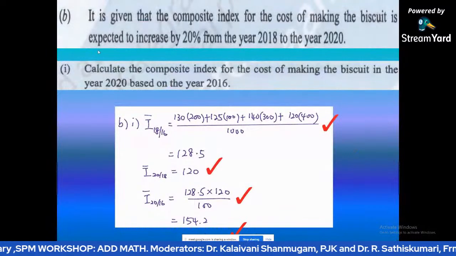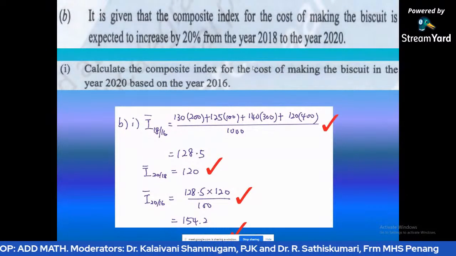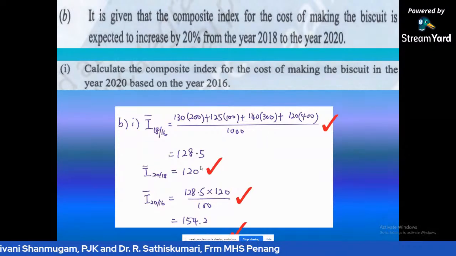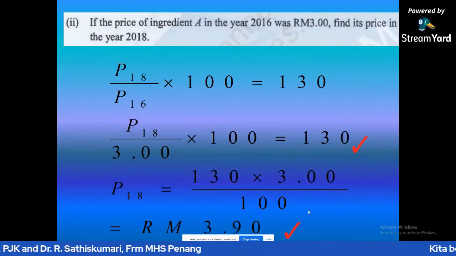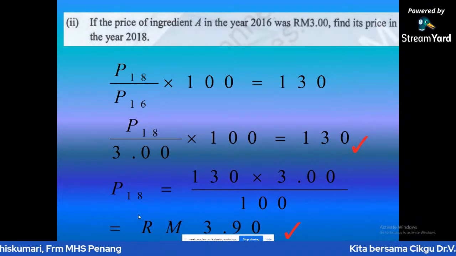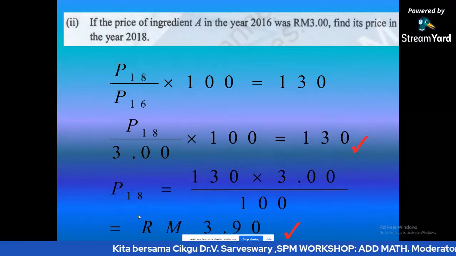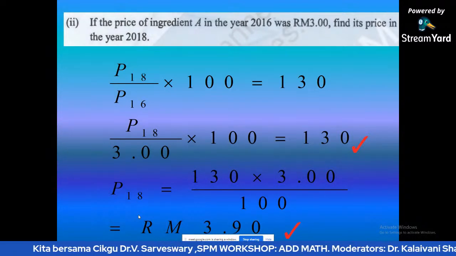Now, B1, calculate the composite index. So make sure you do it nicely. Your composite index, don't forget the previous one. Okay, this one, remember your price index. If they are talking about price, not only in index but in any other parts of your exam paper, if they are talking about money, it must be 2 decimal places.